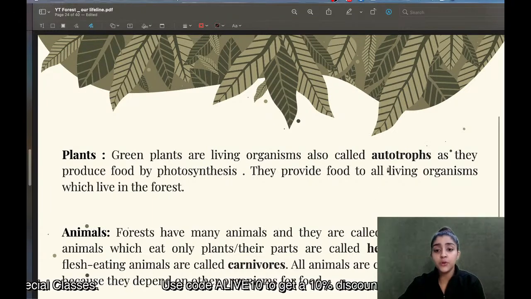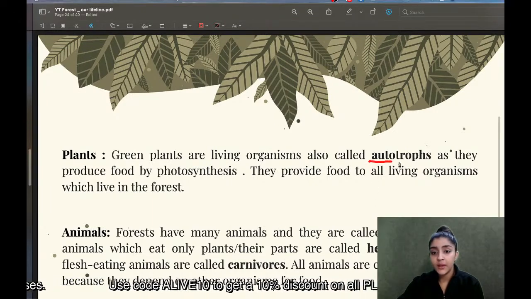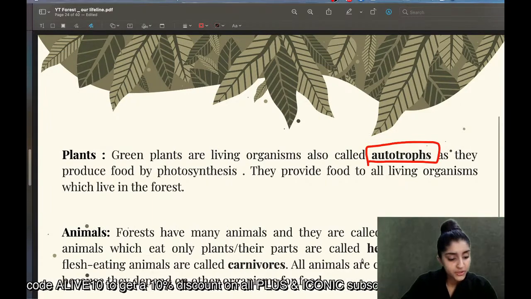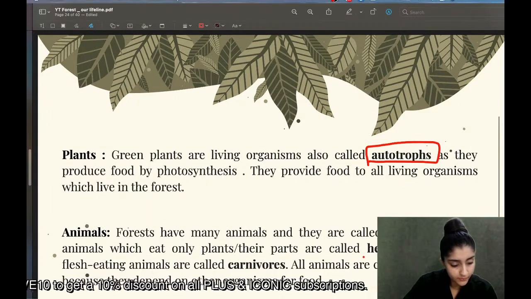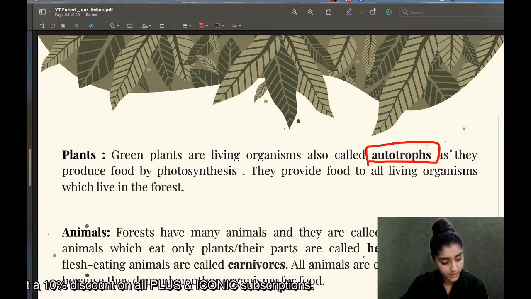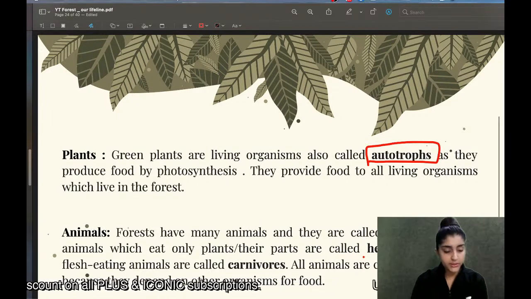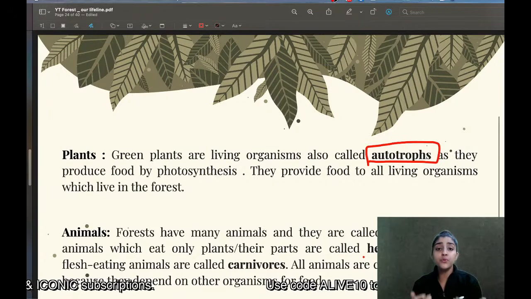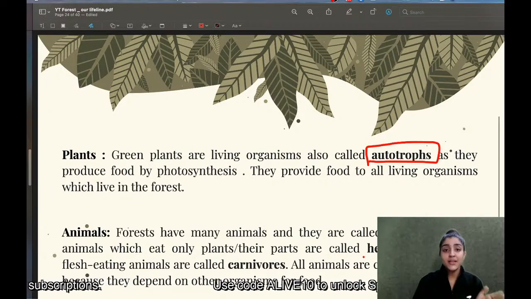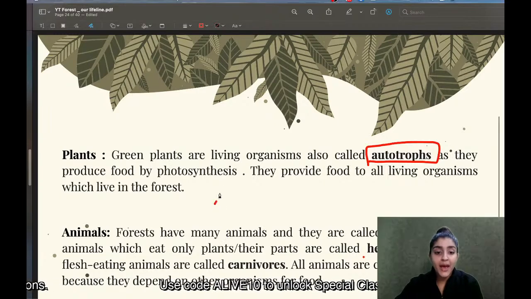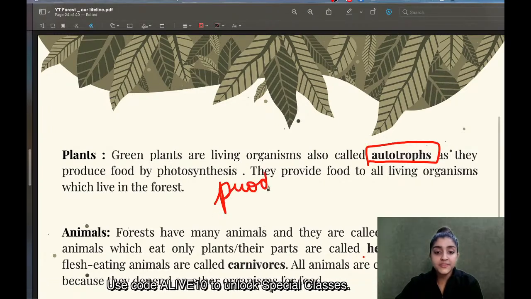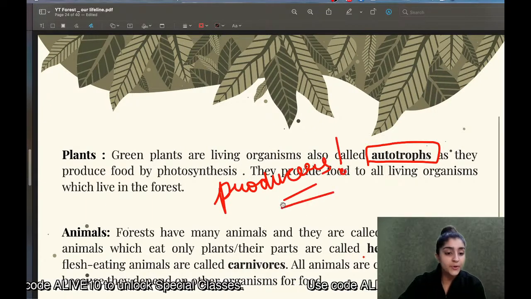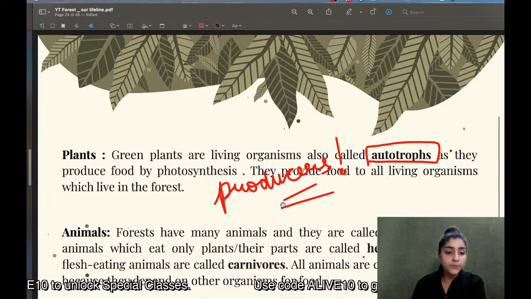So plants are also known as autotrophs. Is that true or is that false? Plants are also known as autotrophs. Okay. All right. So why are they known as autotrophs? Because they can produce their own food with the help of photosynthesis. So they are also known as producers. Is that true or is that false? They are also known as producers because they produce their own food.